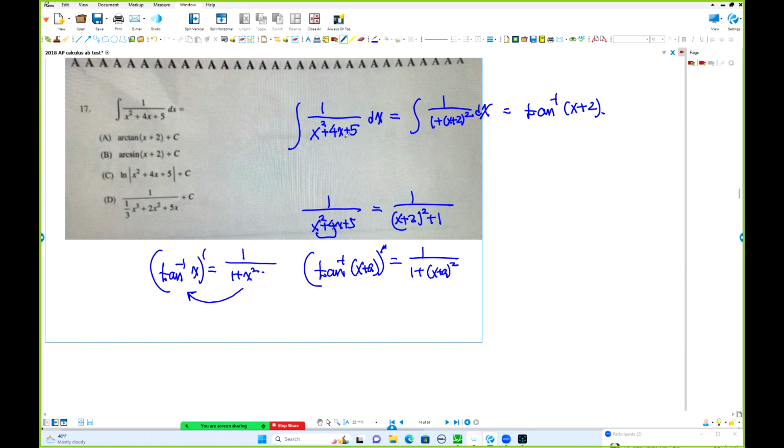The antiderivative of this one is the arctangent of (x plus 2), but we need the plus C, okay? Choice A is the answer. You have to memorize this formula, in case. I thought these questions belonged to Calculus BC, but they use this one: 1 over 1 plus x squared. That is the arctangent, all right? The antiderivative is the arctangent.